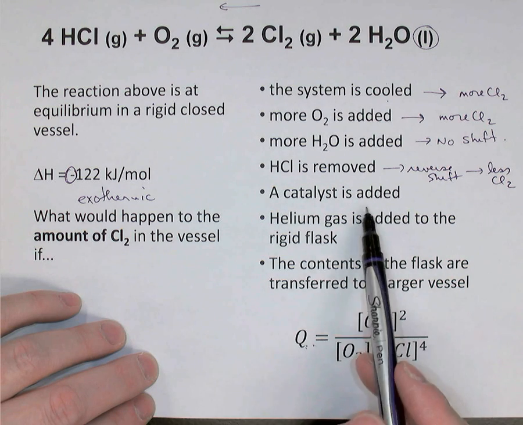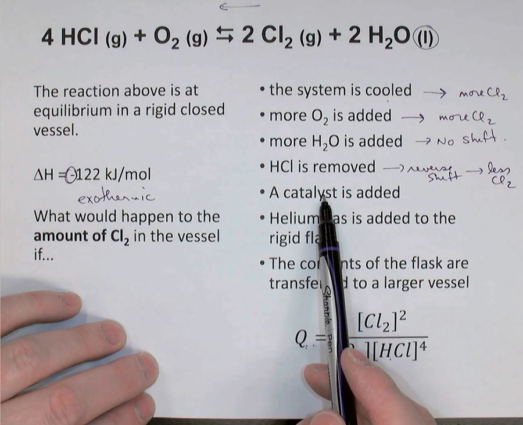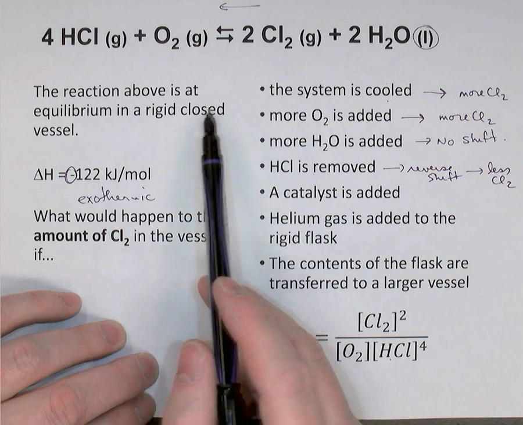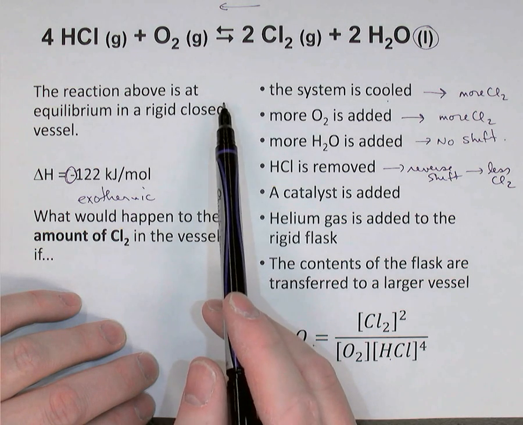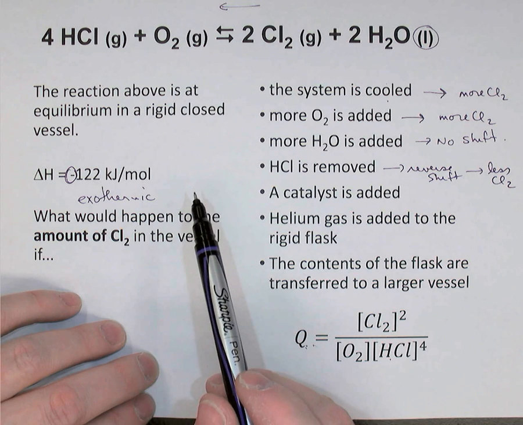Adding a catalyst. The catalyst has no effect on equilibrium, although it speeds up both the forward and reverse rates. It speeds them up equally, so therefore there's no shift in equilibrium.